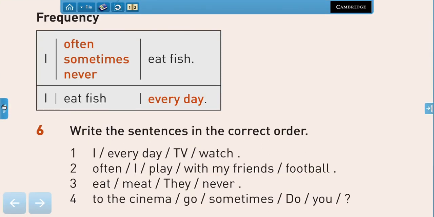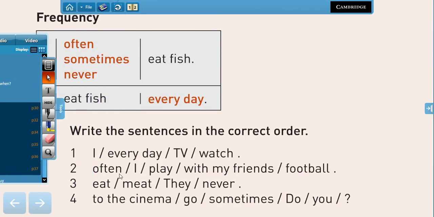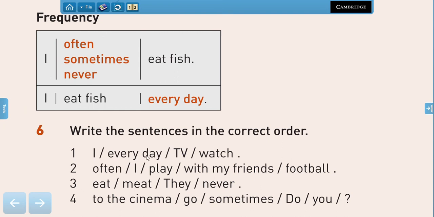So, number 1 would be I watch TV every day at the end, right? I watch TV every day. Number 2, I often play football with my friends. Number 3, they never eat meat. Number 4, do you sometimes go to the cinema?